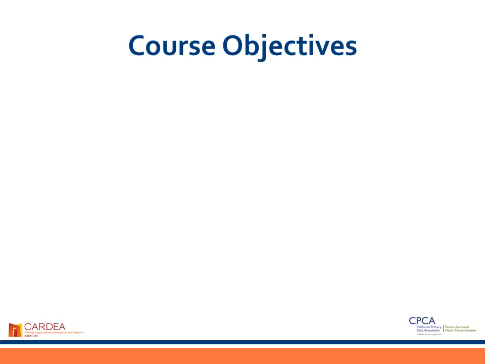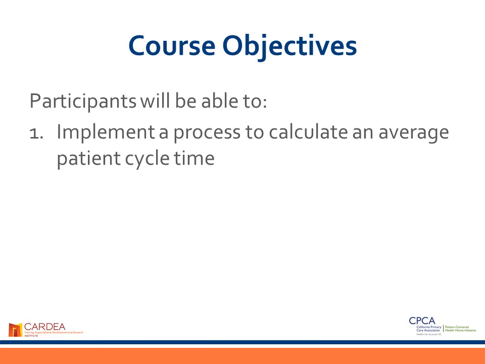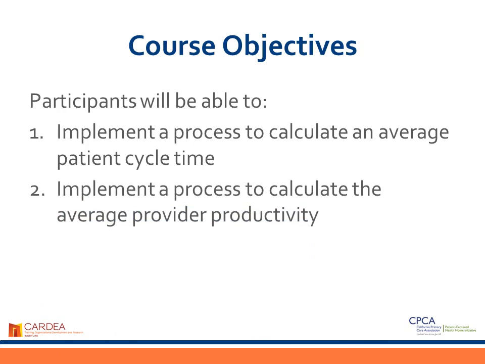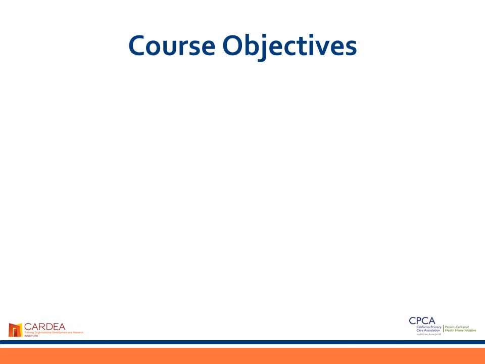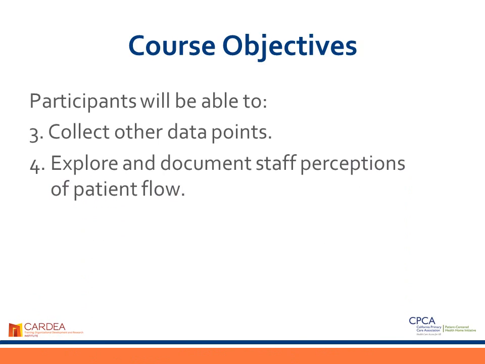There are 4 objectives that will give you a sense of what we're going to cover in this module. These are the things we hope you'll be able to do as a result of taking this course. First of all, you'll be able to implement a process to calculate the average patient cycle time. And secondly, you'll be able to implement a process to calculate the average provider productivity. The other 2 objectives are to collect other data points and to explore and document staff perceptions of patient flow.